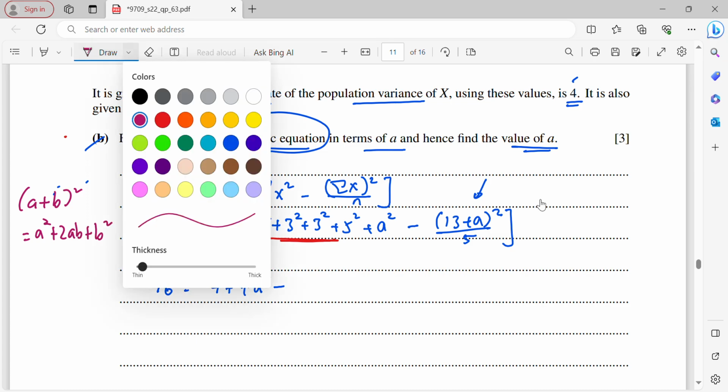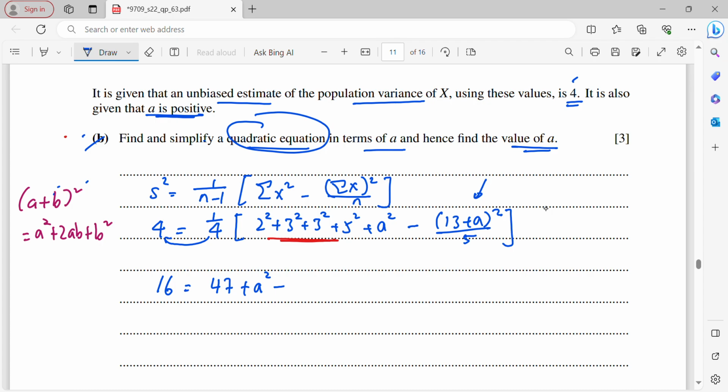So now you square the 13, okay, or probably I can factorize the 1 over 5 first. So I square the 13, it will be 169. Then plus, second term is going to be 2ab, so means 13 times a times 2, it will be 26a. Lastly, a squared. Okay, then now we need to simplify this to get a quadratic and make sure it is the simplest form.